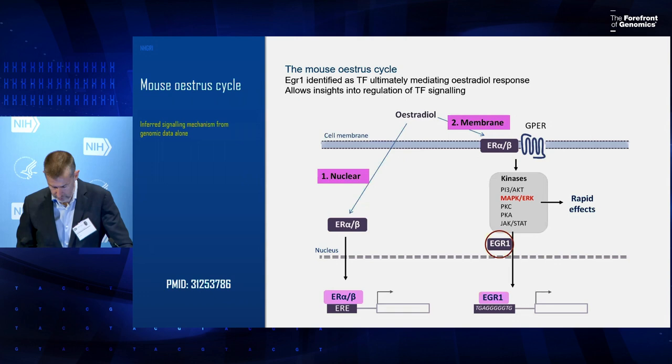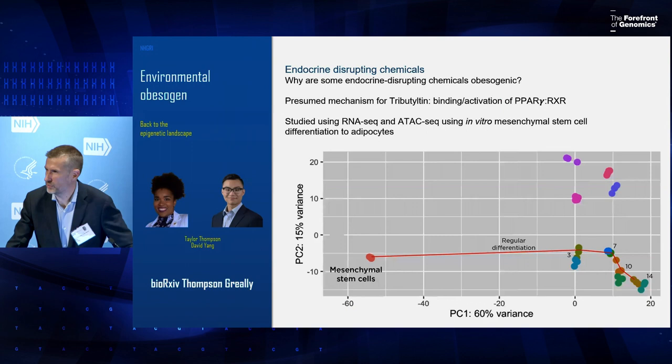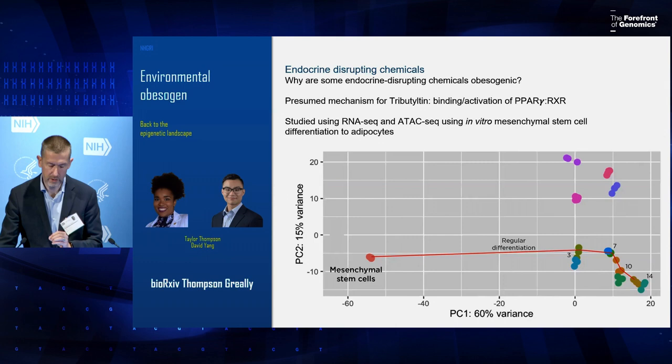And then the final vignette is to look at one of these endocrine disrupting chemicals, a chemical called tributyltin, which is an obesogenic agent in everything from C. elegans to mammals. So Taylor Thompson made this the focus of her MSTP project, and she wanted to understand what was happening at the regulatory level, because it was thought that what was happening with TBT is that it was binding to PPAR gamma RXR, and that by doing this, it was facilitating its action and causing adipogenesis. So we wanted to know, is it doing this by speeding up the binding, by binding at ectopic loci? We were bought into this model.